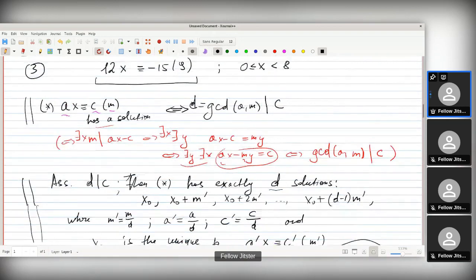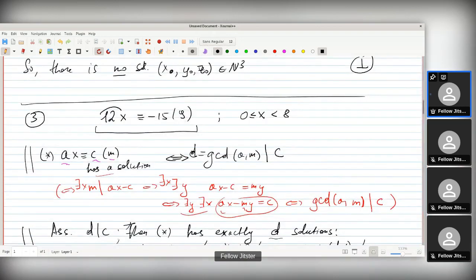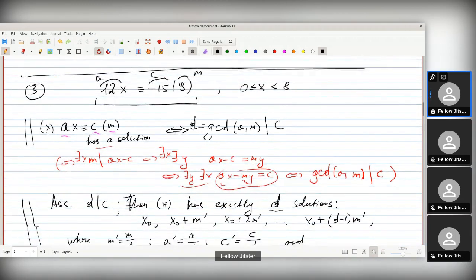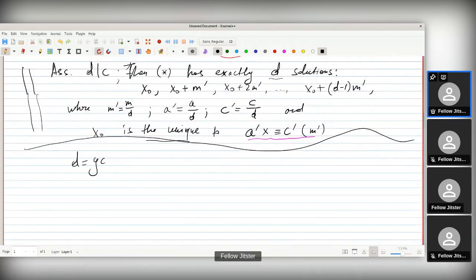First of all, here we have a. What is a here? An integer. It is 12, isn't it? What is m here? 9. What is c here? Minus 15. Okay, what is d here? The greatest common divisor of a and m, the greatest common divisor of 12 and 9. It is 3.